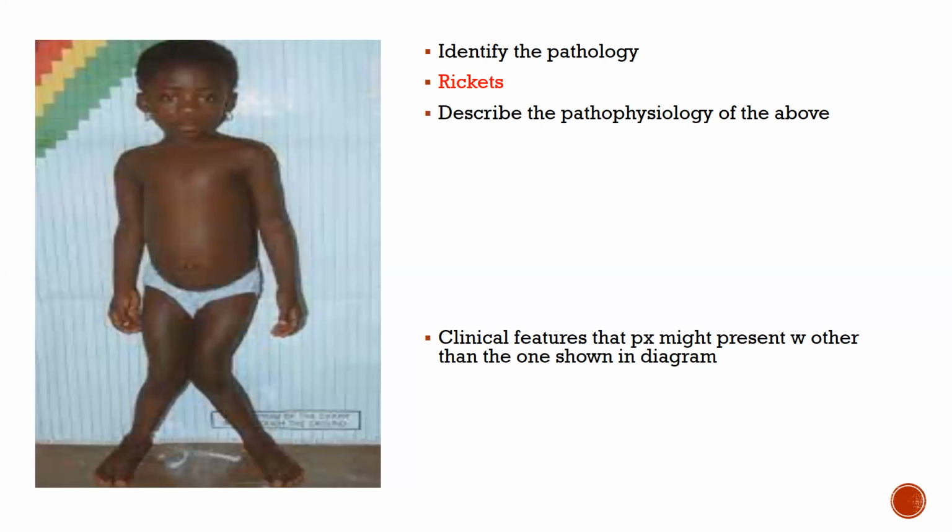Yeah, there's Gabriel saying secondary hyperparathyroidism. Yes, there's also PTH levels that play a big role in this. Thank you, Gabriel. Okay, what are the clinical features a patient might present with other than the one that's shown in the diagram? We said this one is one, but there are many ways in which rickets tends to present. Anyone?